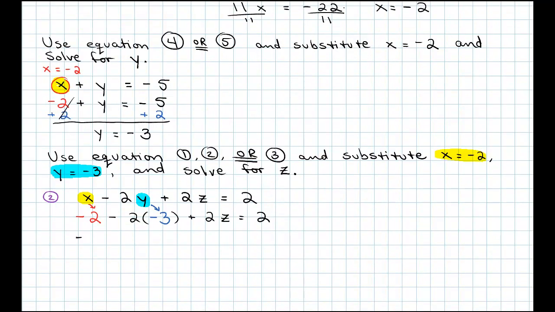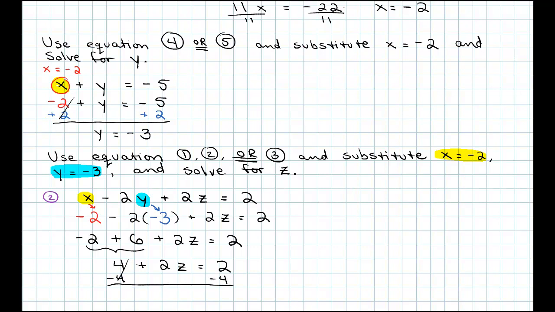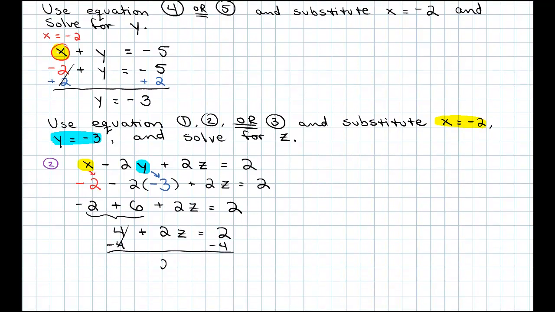All right, negative 2 plus 6 plus 2z is equal to 2. Combine like terms. Negative 2 plus 6 is going to give me 4, and 4 plus 2z is equal to 2. I'm going to subtract 4 from both sides. So that's going to give me 2z is equal to negative 2. Divide both sides by 2, and voila, we get z is equal to negative 1.